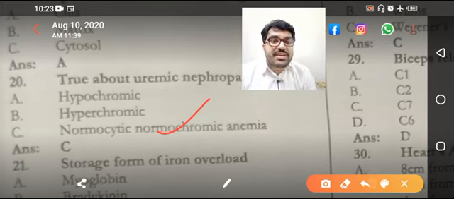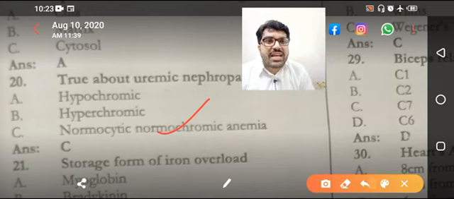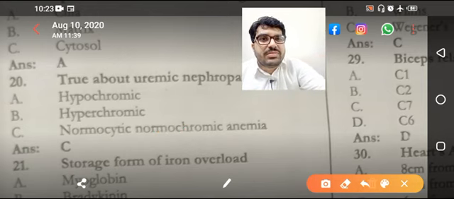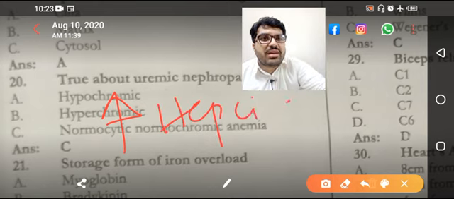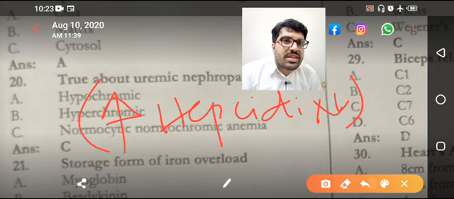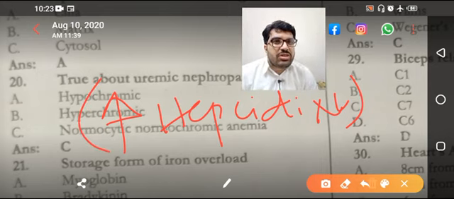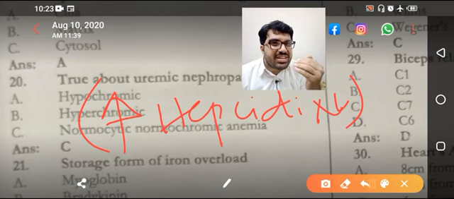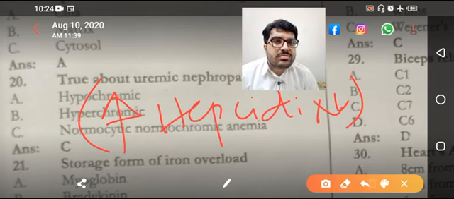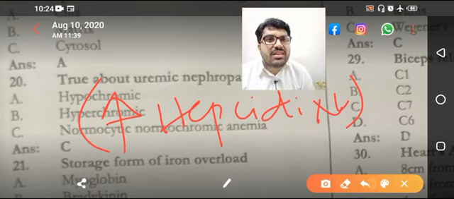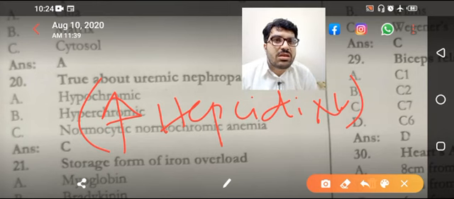And there is another MCQ: the pathogenesis of anemia of chronic disease is increased production of hepcidin, which is produced by the liver. Whenever there is a liver disorder, the hepcidin production is decreased. And what is the problem in hemochromatosis? Same answer, decrease in hepcidin.